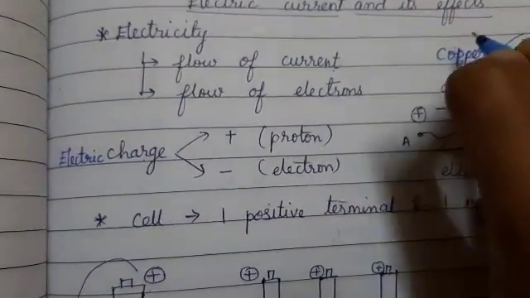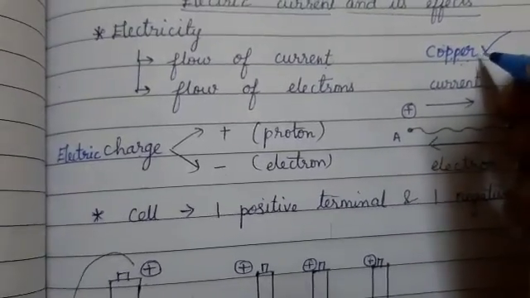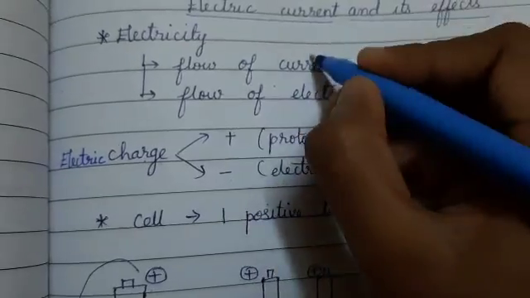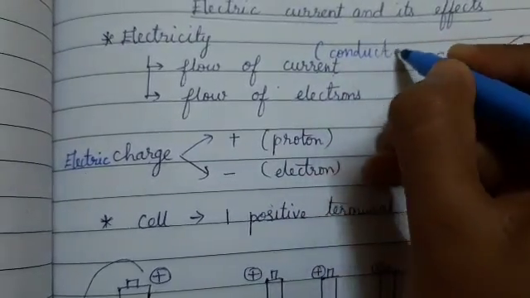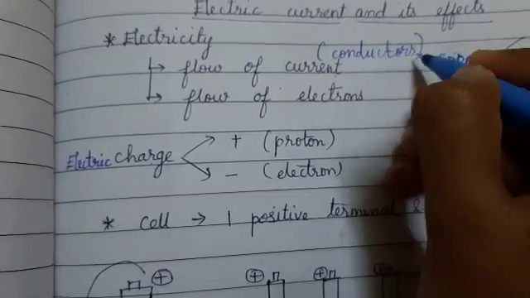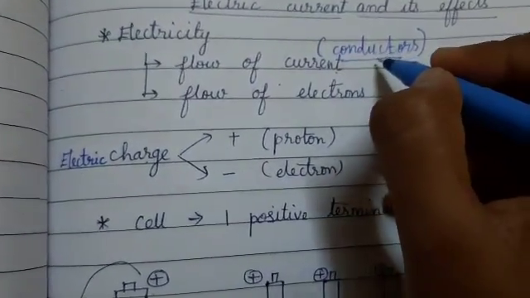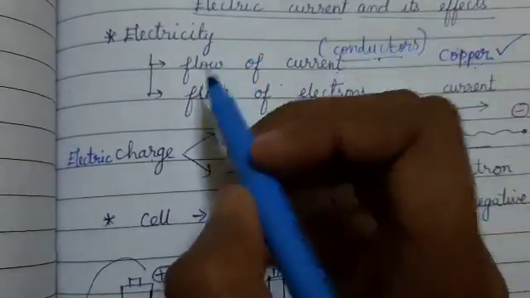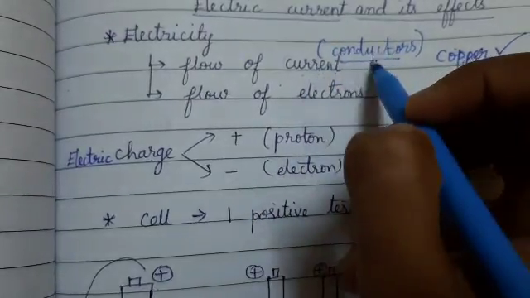Okay, so the kind of materials which have the ability to let current pass through are called conductors. What is it? Conductors. Conductors mean they are materials which have the ability to allow the flow of charges or current through them.